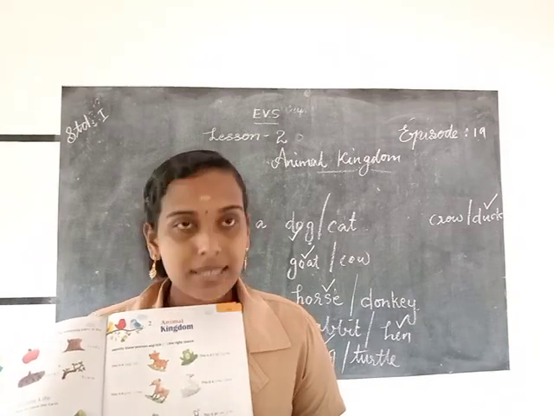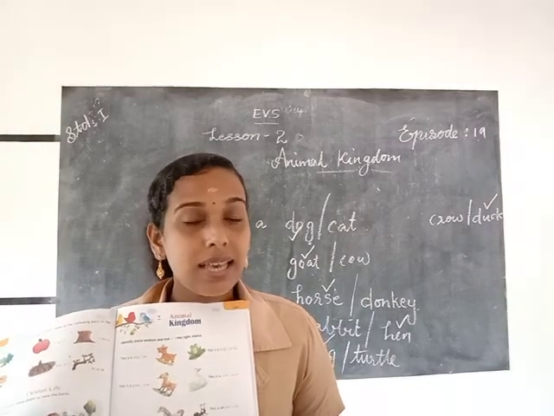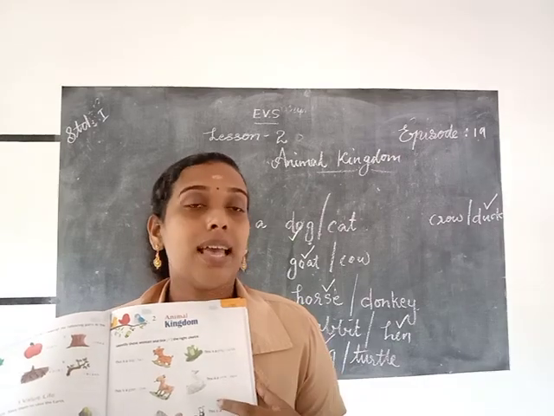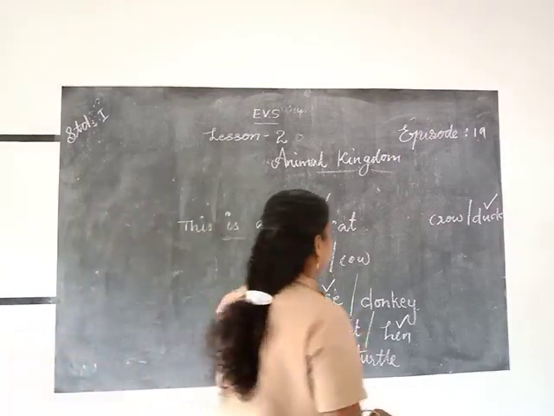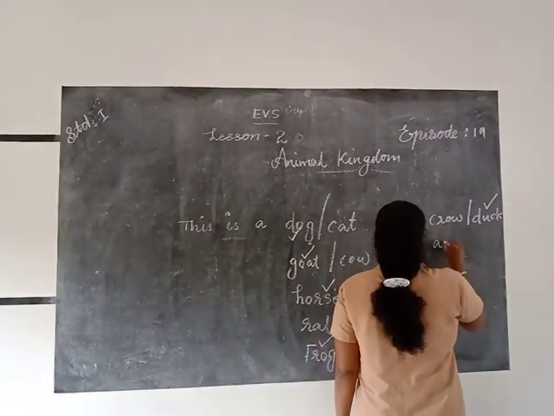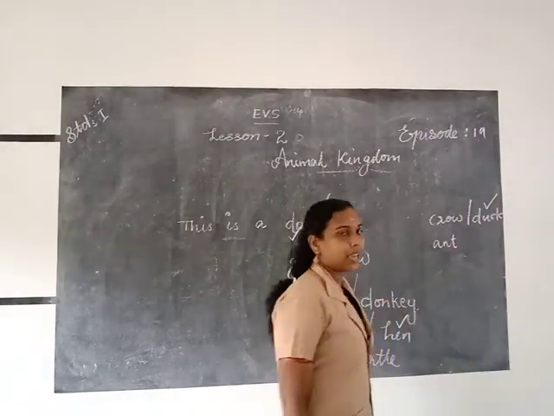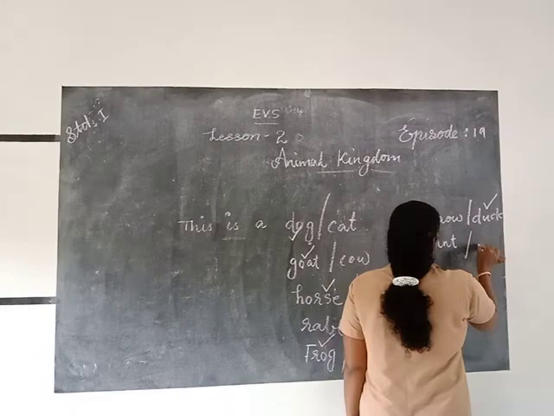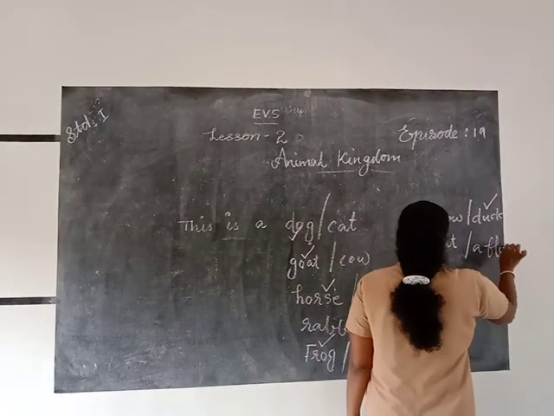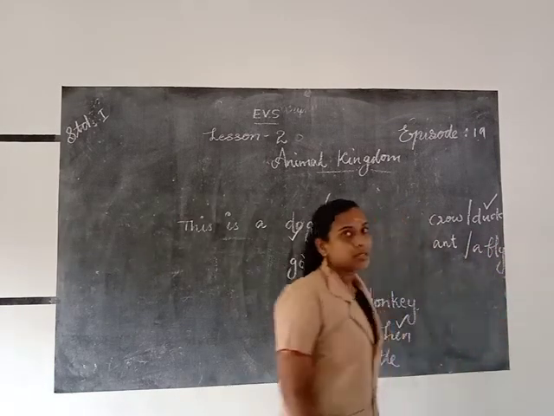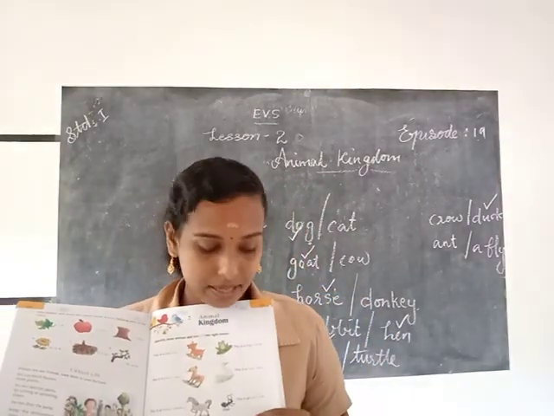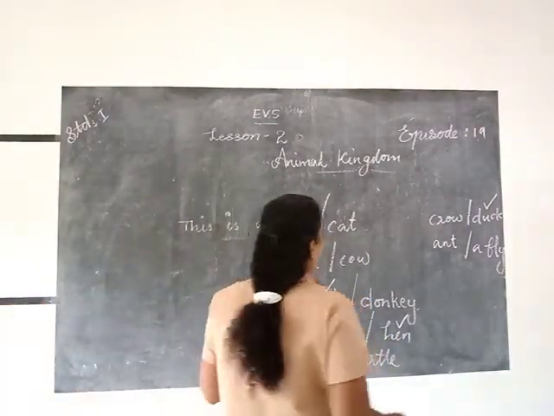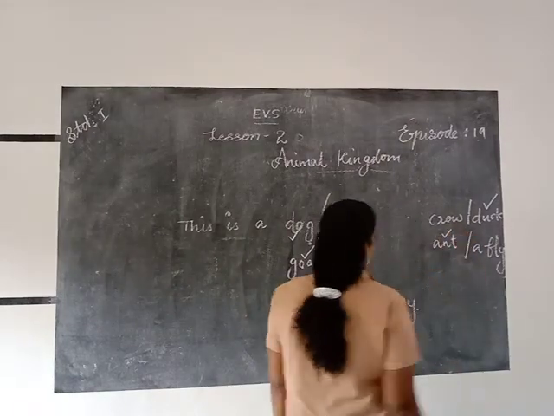What is this? This is an ant. The option is ant or a fly. Ant, A-N-T. Sorry, this is an ant. So you take the option ant, A-N-T, ant.